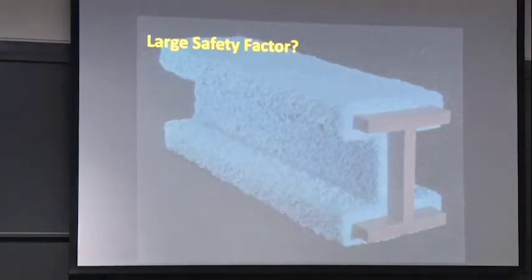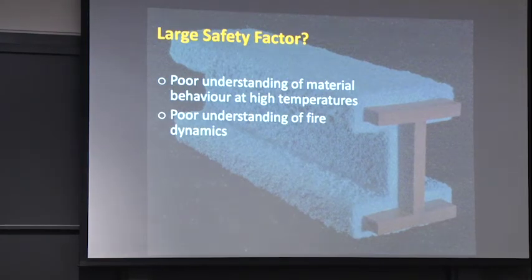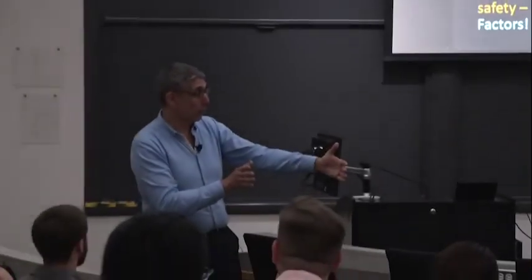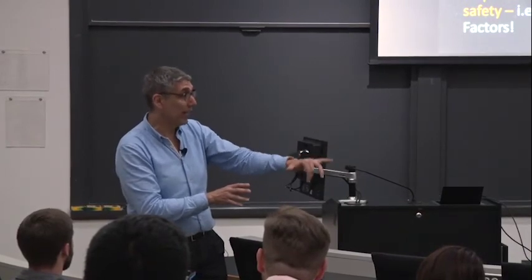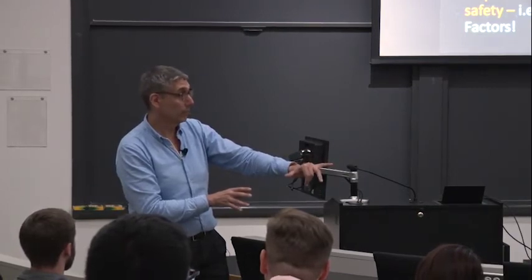So why is there a large safety factor? Well, we had a very poor understanding of the material behavior at the time, very poor understanding of fire dynamics, so we had really no idea if these were the worst possible fires. But fire resistance became embedded into codes and standards, and that became the answer of society for the responsibility to keep buildings standing. Okay? Now, this is the key part of it, because this is 1928. So now, at this moment, what do the structural engineers say? If this component is tested, and they're putting the adequate thickness of insulation, this component will never fail. Are we happy with that? It will never fail, okay?